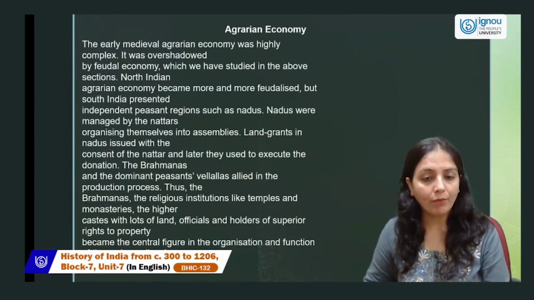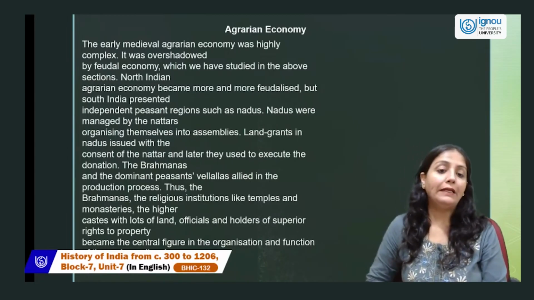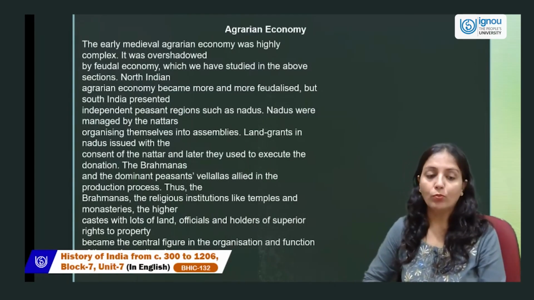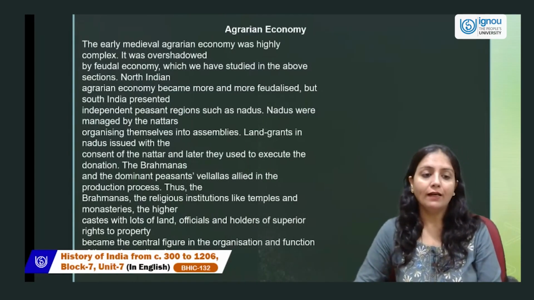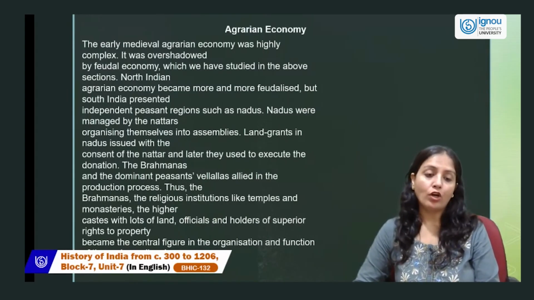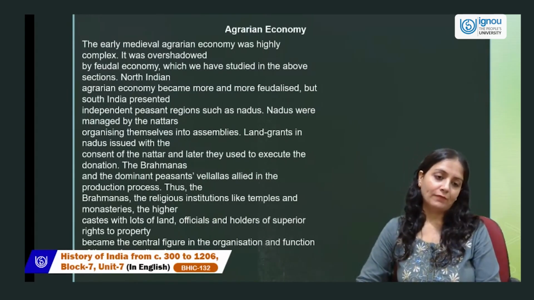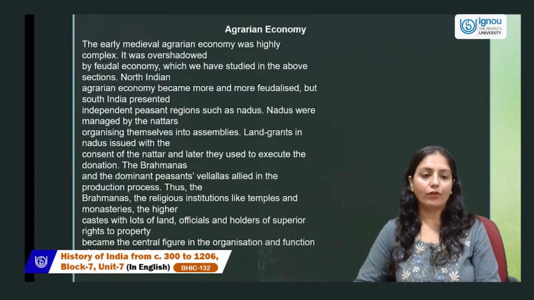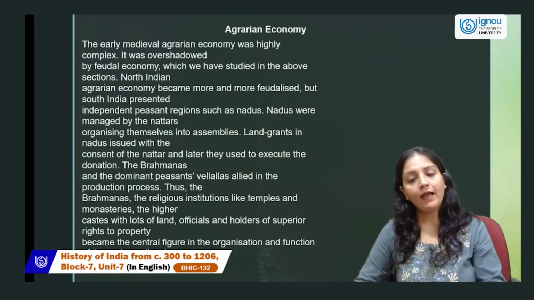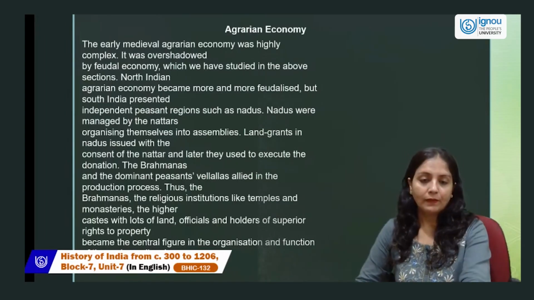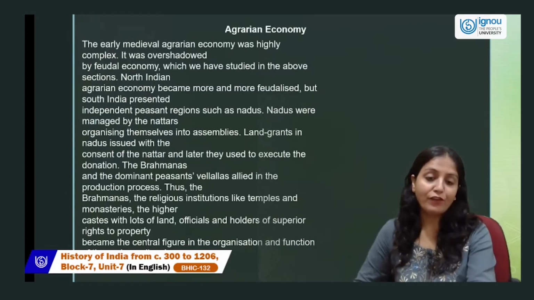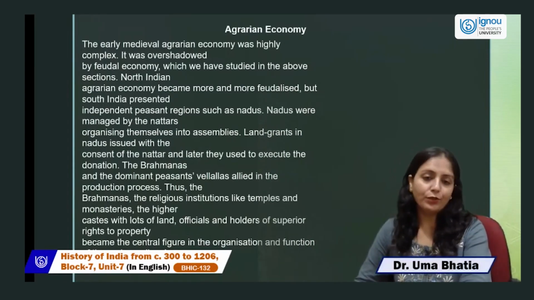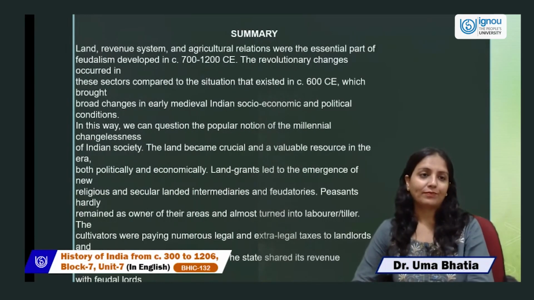Because we are talking about land grants to religious institutions, to temples, to Brahmins, to monasteries. They had a higher caste with a lot of land, a lot of officials, and a lot of holders of superior rights to property at that time. The most beneficial area was the land grant system, which was given to religious places.